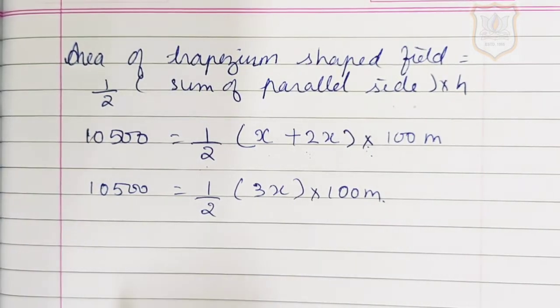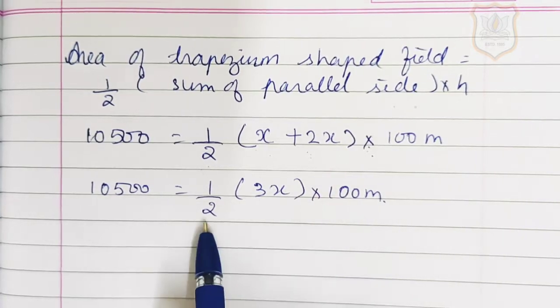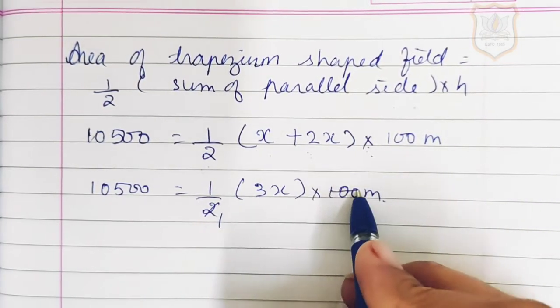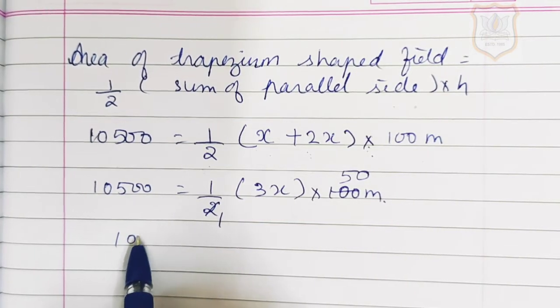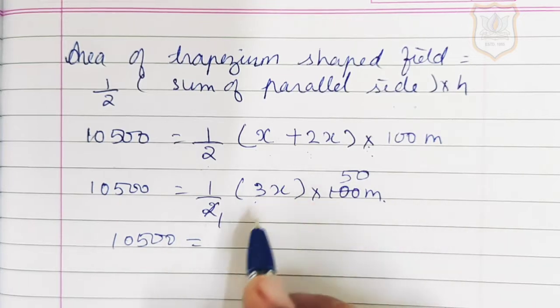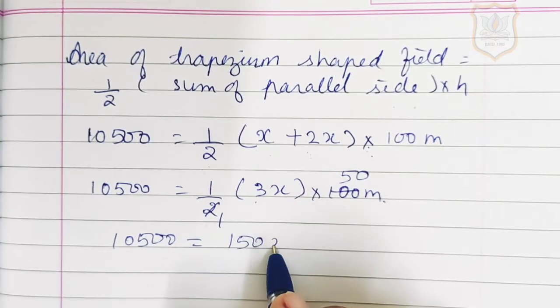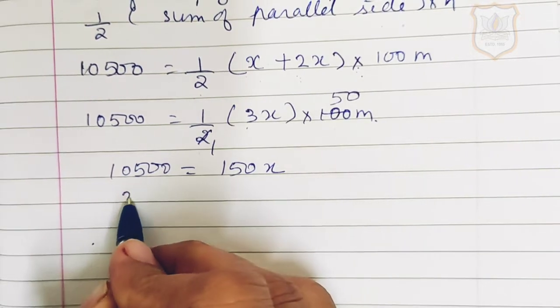Now we will divide this 100 by 2. 2 ones are 2, 50s are 100. Now here 10,500 we will write as it is. Now 3x multiplied by 50 will be 150x. Now we will find out the value of x.